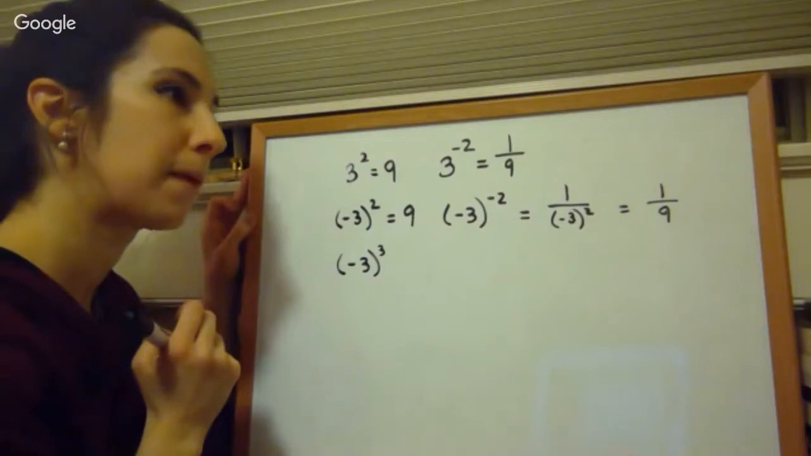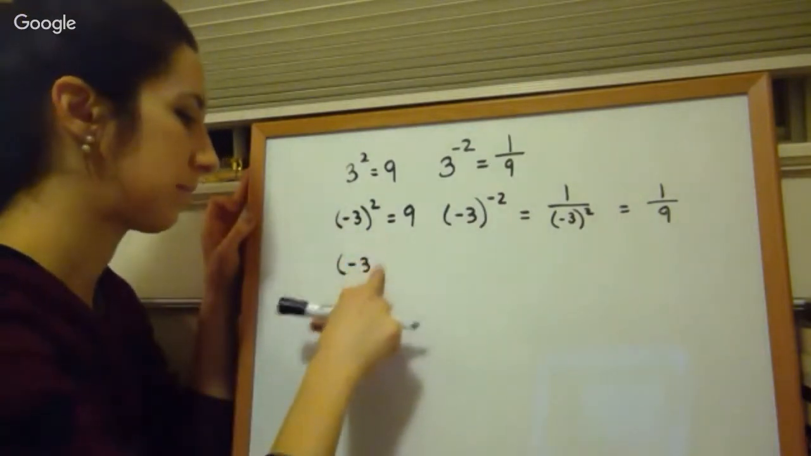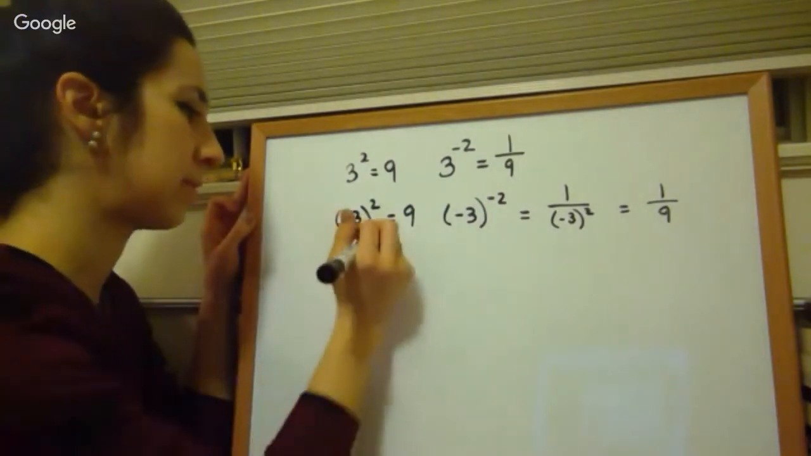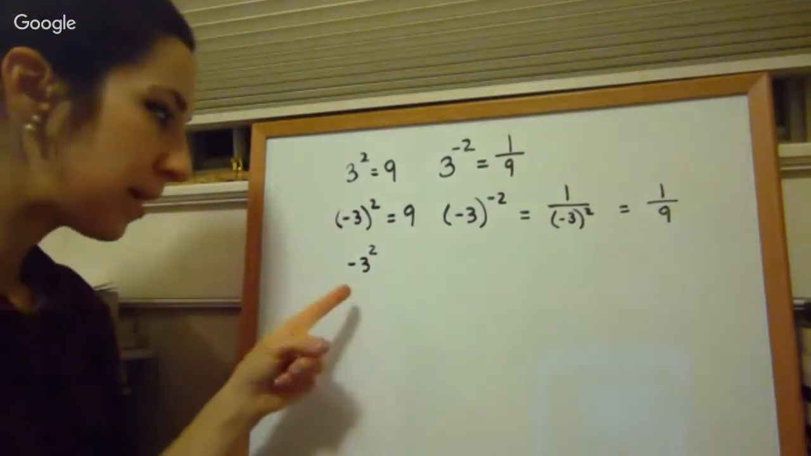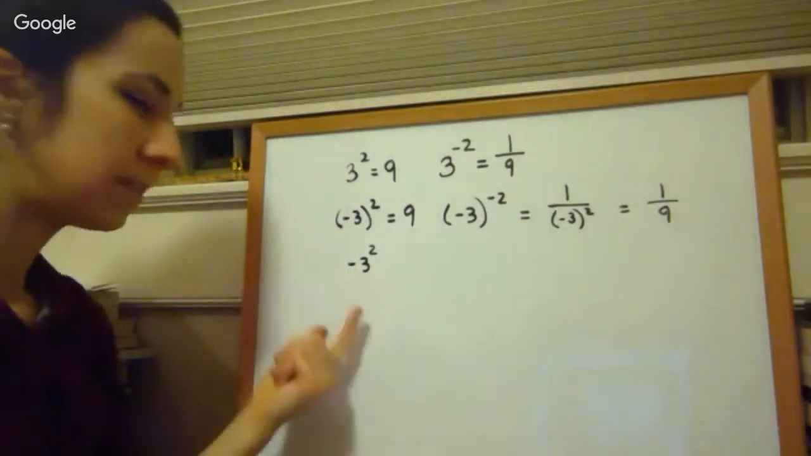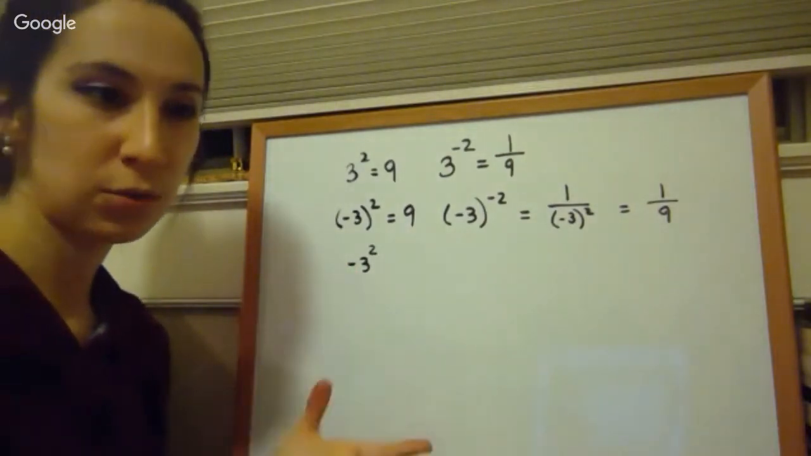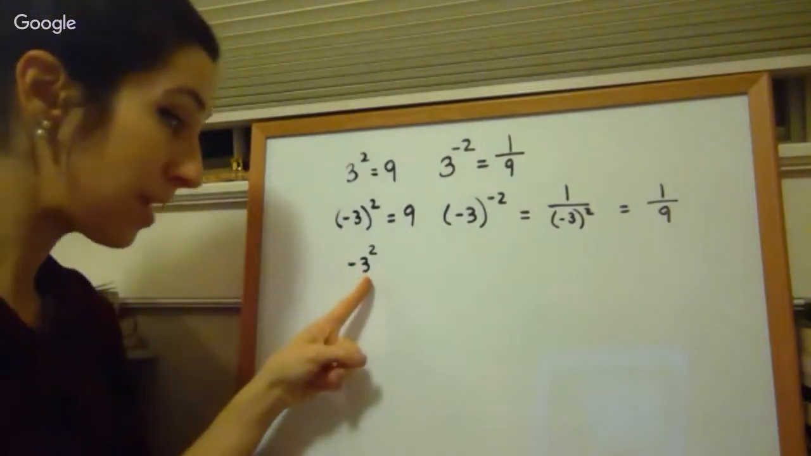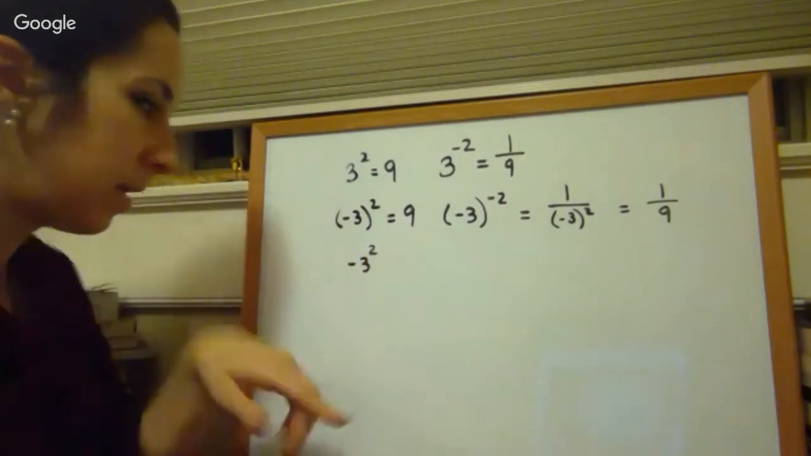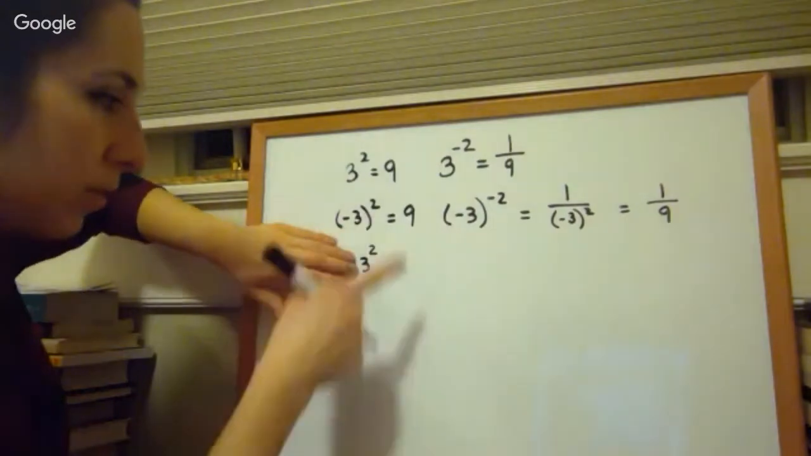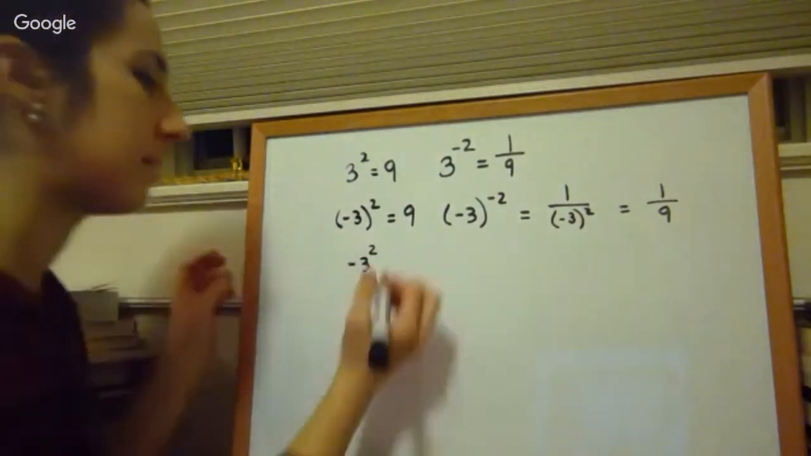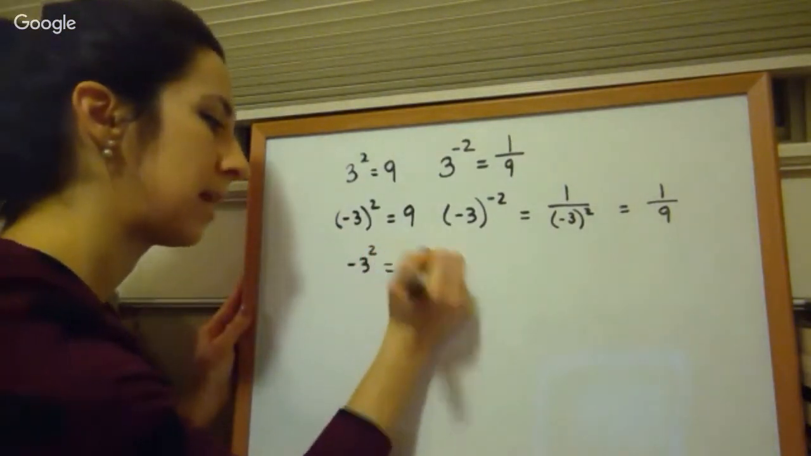But now let's take -3 and raise it to the third power. Or actually, let's not put parentheses around it. If you do not see parentheses around the whole entire expression, you can only assume that the 3 is being squared. So it's almost like you can temporarily cover up the negative sign. 3 squared is 9. And so this is actually -9.